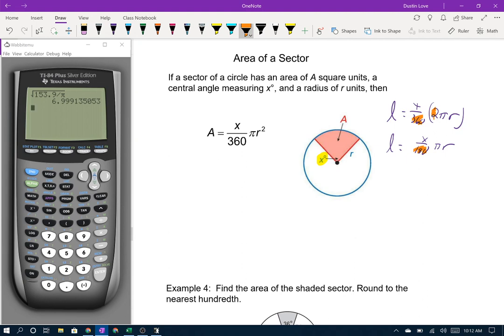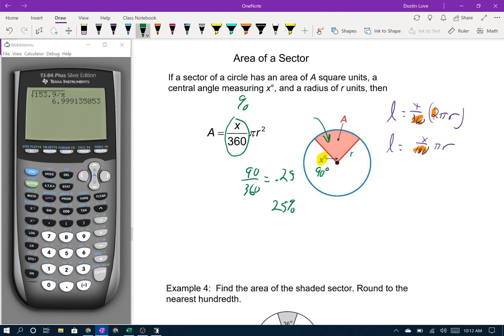In both cases, all that the x over 360 represents is the percentage of the circle that the sector represents. So basically, if x is 90 degrees, then this is 1/4 of the circle. Notice that 90 divided by 360 is 0.25, or 25%.